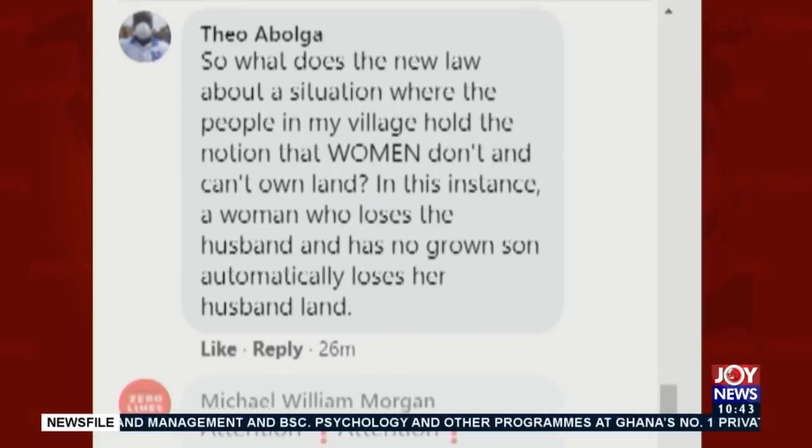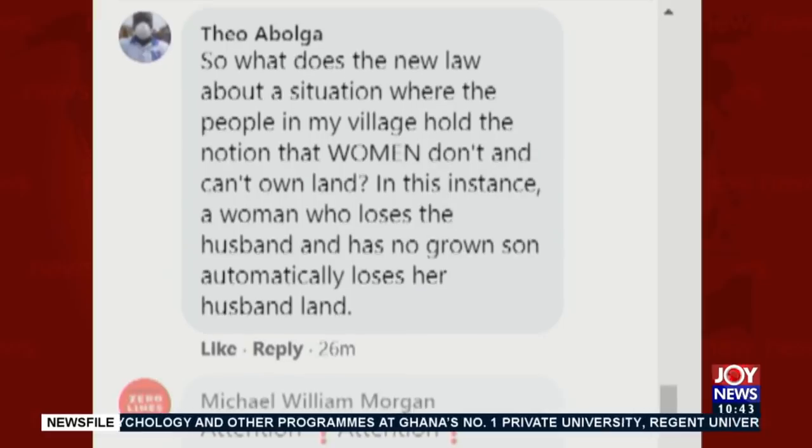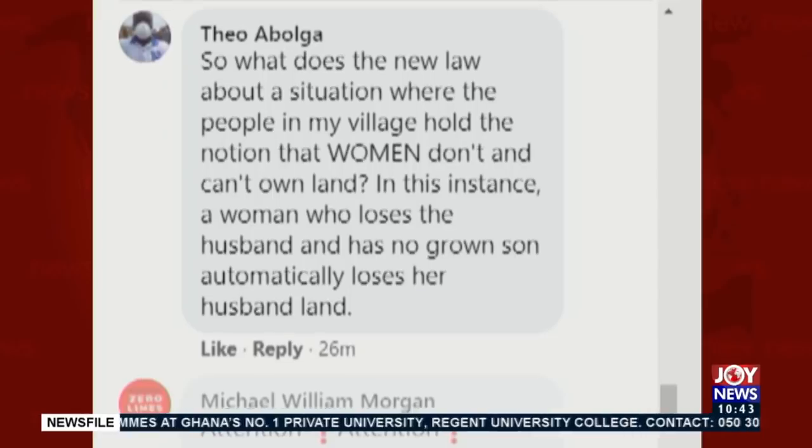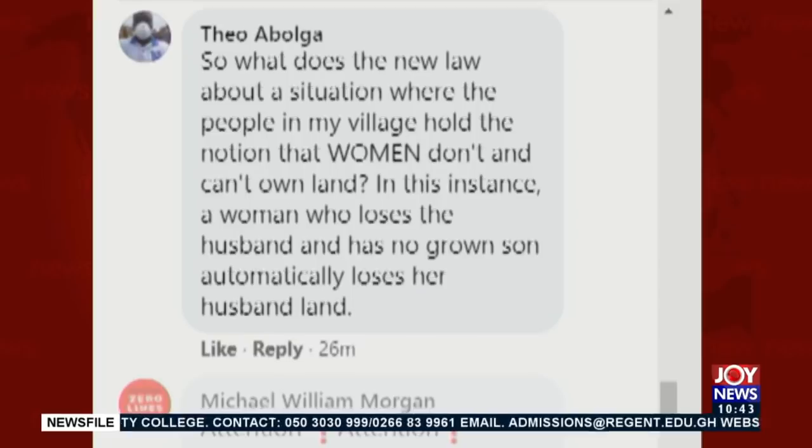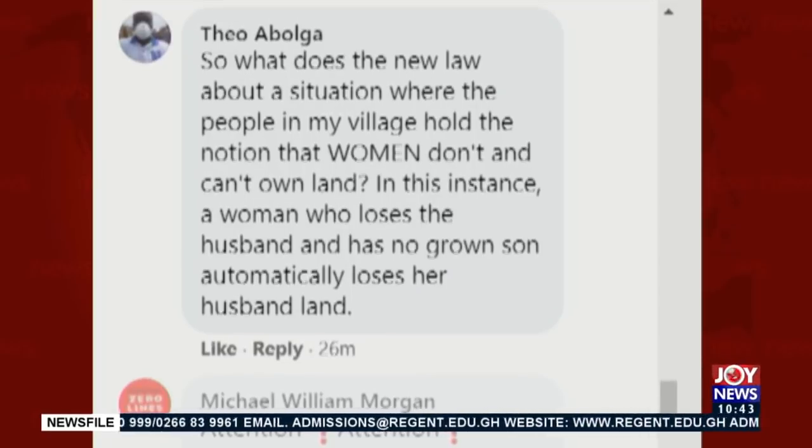Theo Aboga says, so what does the new law say about a situation where the people in my village hold the notion that women don't and can't own land? In this instance, a woman who loses the husband and has no grown son automatically loses her husband's land. The answer has been given. That cannot happen any longer. The law abhors discriminatory practices on the basis of gender.